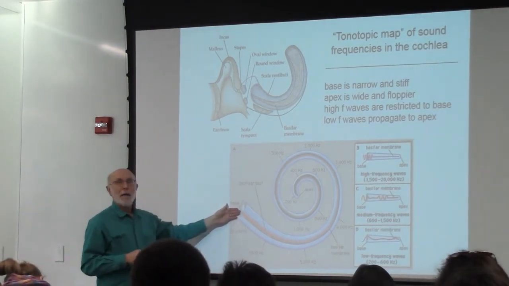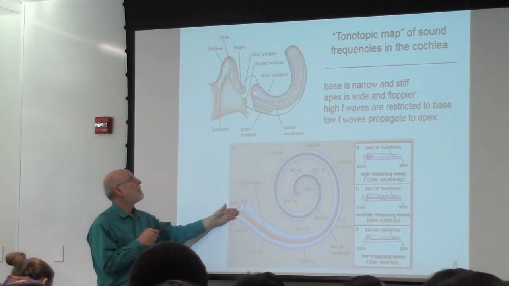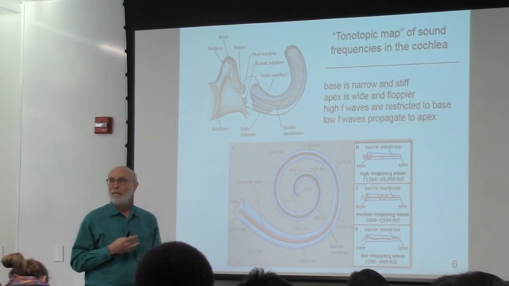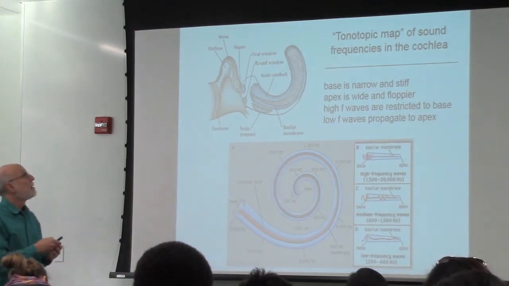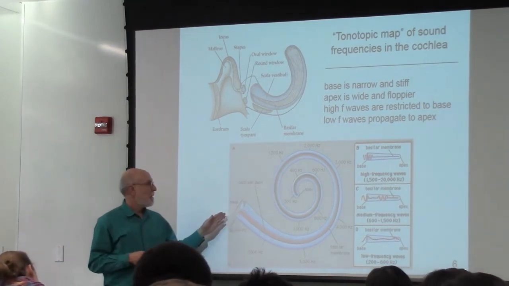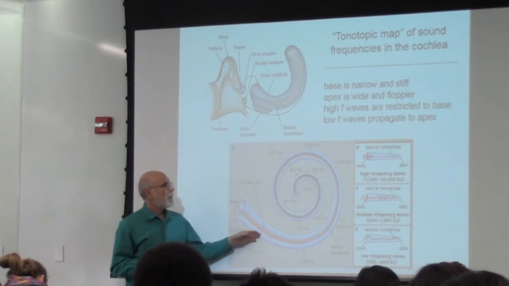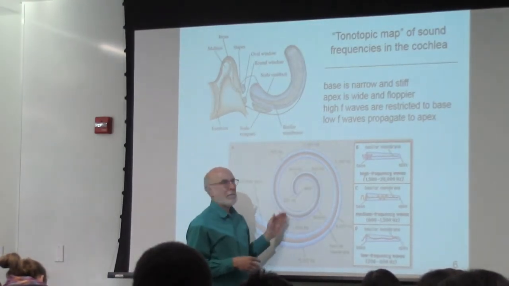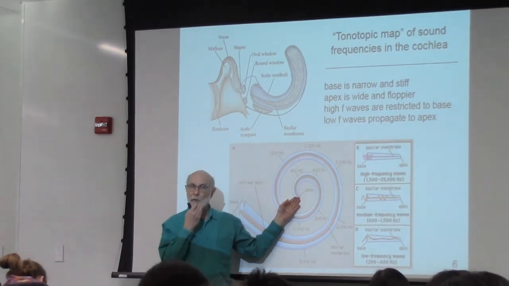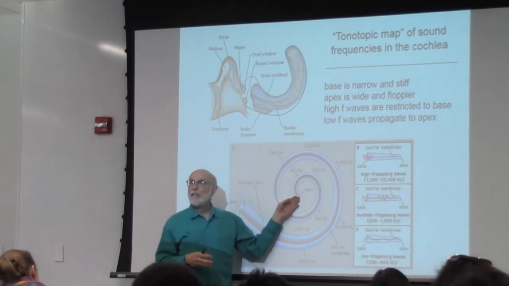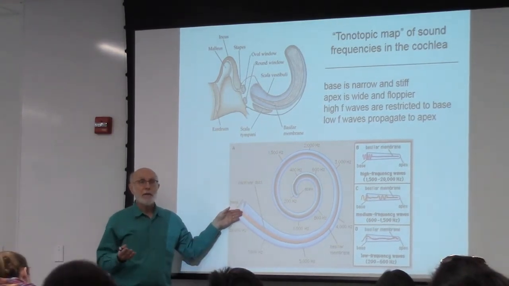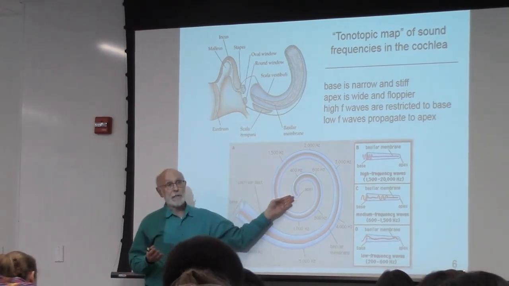At the base, the basilar membrane is narrow and stiff. At the apex, the basilar membrane is wide and flexible, floppy, less stiff. Because of that, and the rest of the structure of the cochlea, high frequency waves preferably vibrate the basilar membrane at the base, and low frequency waves propagate further into the cochlea and preferentially vibrate the basilar membrane in the apex. So the hair cells in the base and the hair cells in the apex are not very different, but they are vibrated by different frequencies.